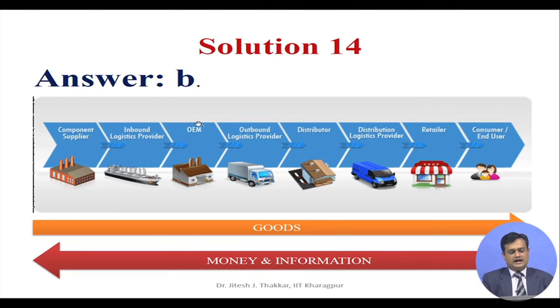Here I have elaborated with a small example, and you can see a typical supply chain which includes component supplier, inbound logistics provider, OEM, outbound logistic provider, distributor, logistic provider, retailer and consumer or end user. You can see that there is always a flow of goods from upstream to downstream, and in order to plan and forecast better, you must have the information flow as well as the money flow from downstream to upstream.